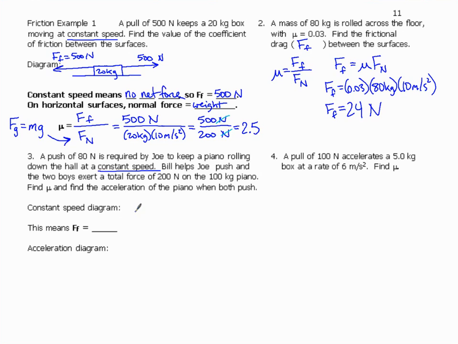So first, our constant speed diagram. Here's the floor. Here's the piano. This is the situation where we have Joe all by himself. His force is 80 newtons, and it's at a constant speed, which means no net force. This means the force of friction is 80 newtons, in the opposite direction.